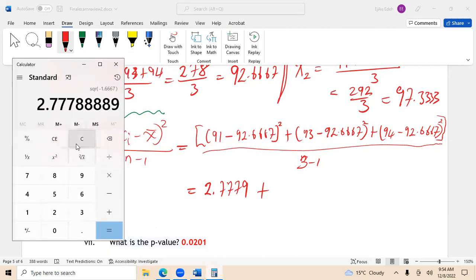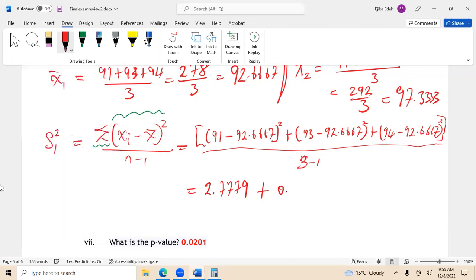So you have 93 minus 92.6667. This is 0.000333. So we just click on the square, square it. You can just multiply the number by itself, right? And that is the square.